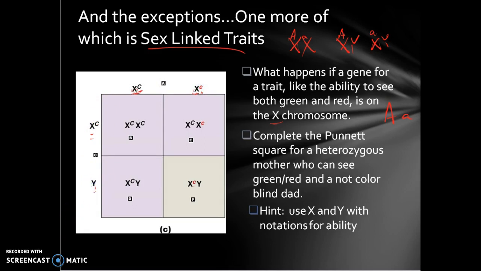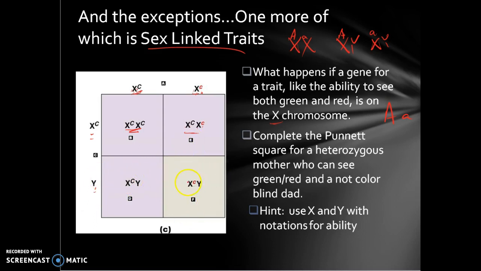No X at all. They're just going to get Ys. And so then when we combine, we get a daughter here who has two big C's. So they have a 25% chance of having a daughter who is homozygous dominant. Here they have a 25% chance of having a daughter, two X's, who is heterozygous. And then when we continue that Punnett square, we have a 25% chance of having a male who can see the difference between red and green, who can see the color difference.